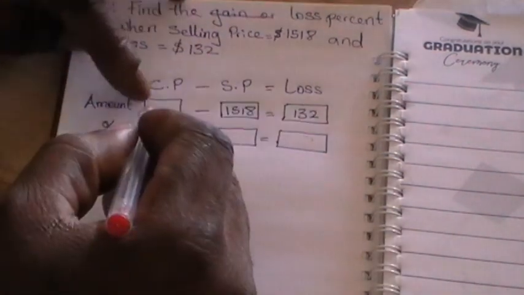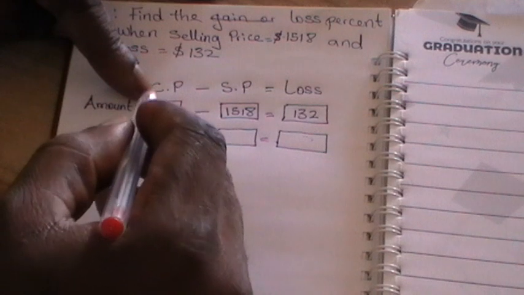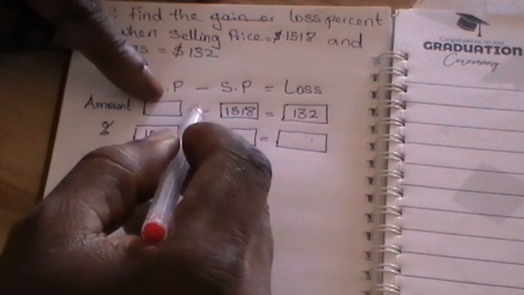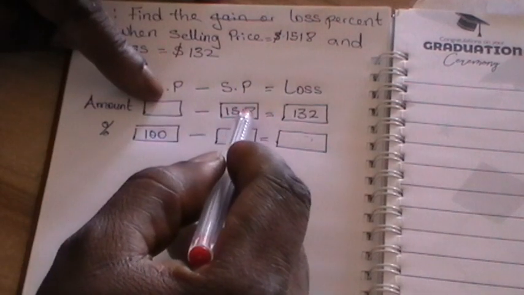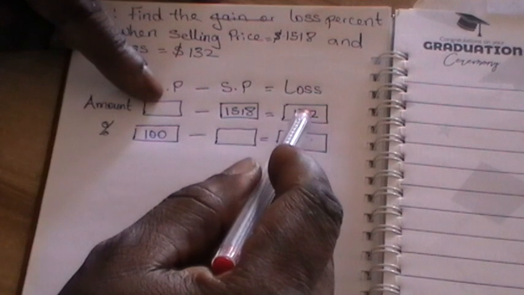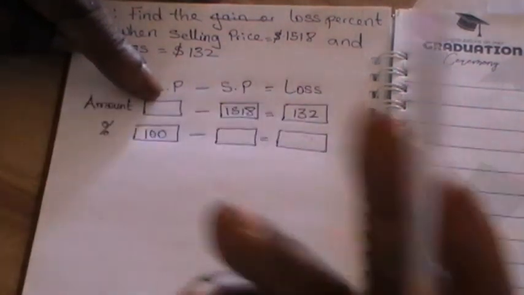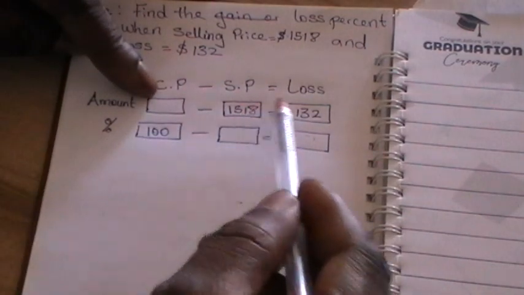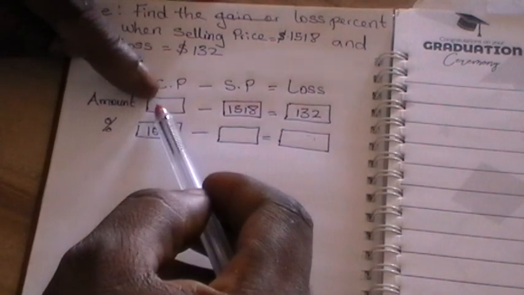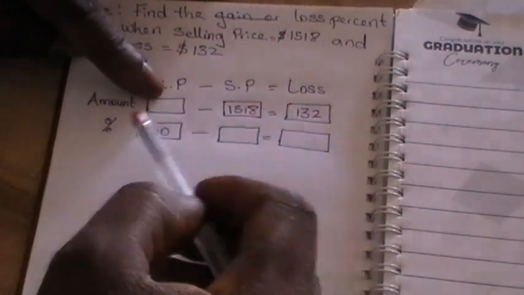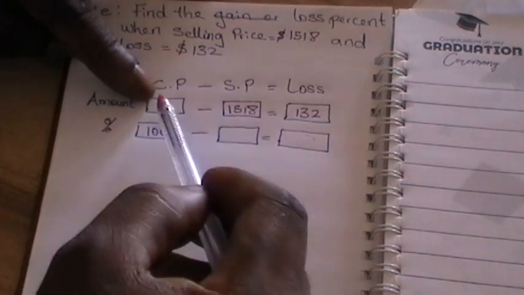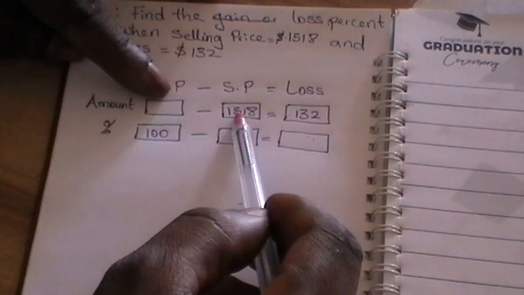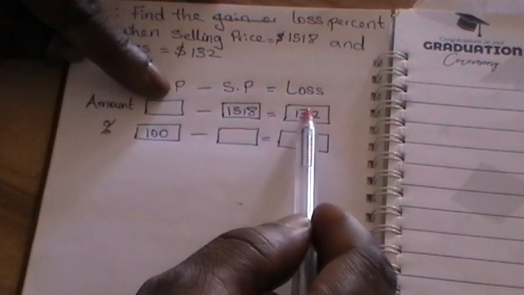So what do we do? We can get our cost price. How do we get our cost price? Imagine this is called an empty box. Box minus 1,518 is equal to 132. This is a basic primary 3, primary 4 question. How do we get our box here? Using this and this. Mind you, this value must be bigger than these two values, for us to be able to remove this from this to get this. So what do you do? You add 1,518 plus 132.